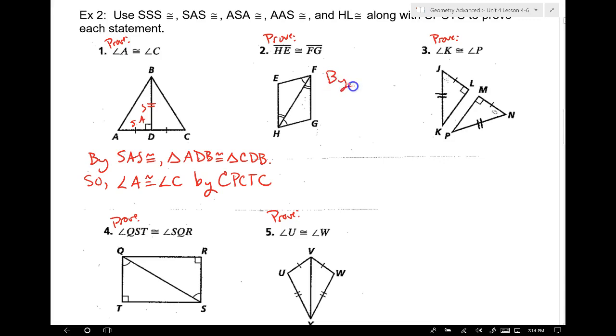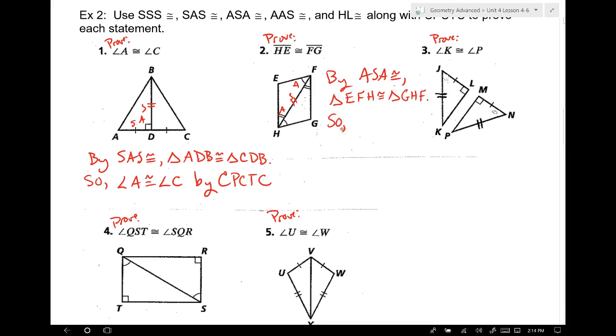All right, I heard it. Perfect. By angle, side, angle, because of the reflexive, right? So by angle side angle congruence, triangle EFH is congruent to triangle. If we go EFH, we're going to have to go GHF, right?